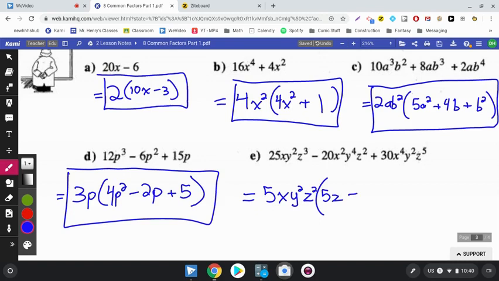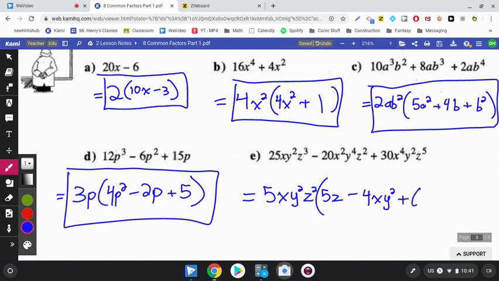Minus 20x squared y to the 4 z squared divided by my common factor. 20 divided by 5 is 4. X squared divided by x is x. Y to the 4 divided by y to the 2 is y to the 2. And z squared divided by itself cancels out. Perfect. Plus, last one, divide everything by the common factor.